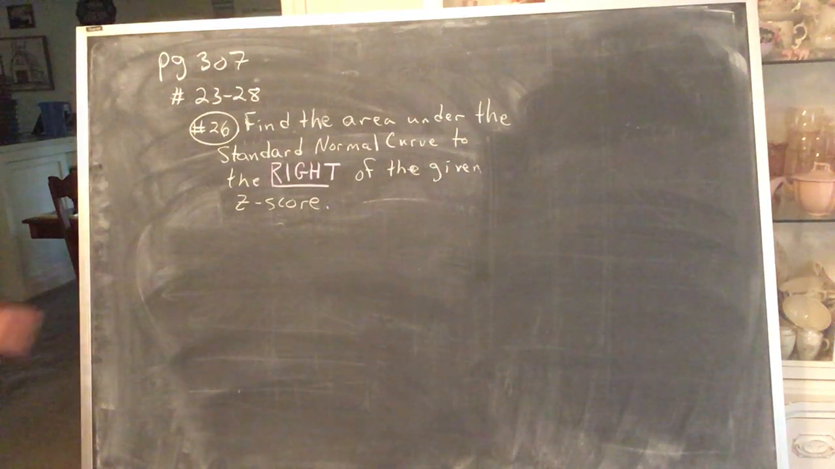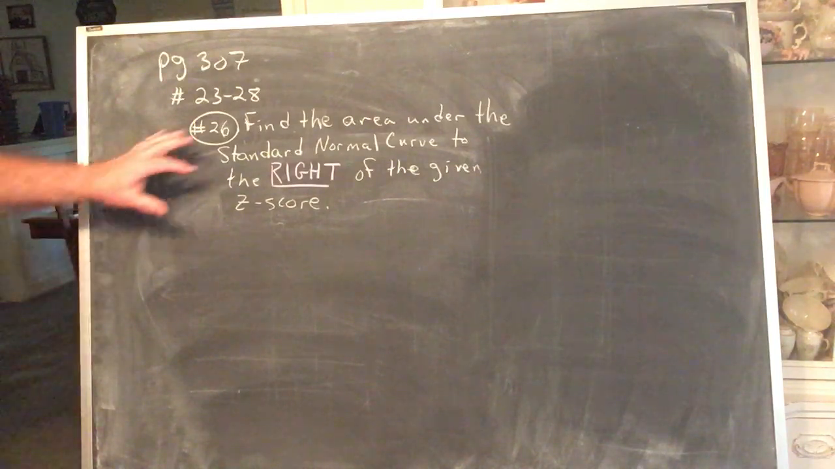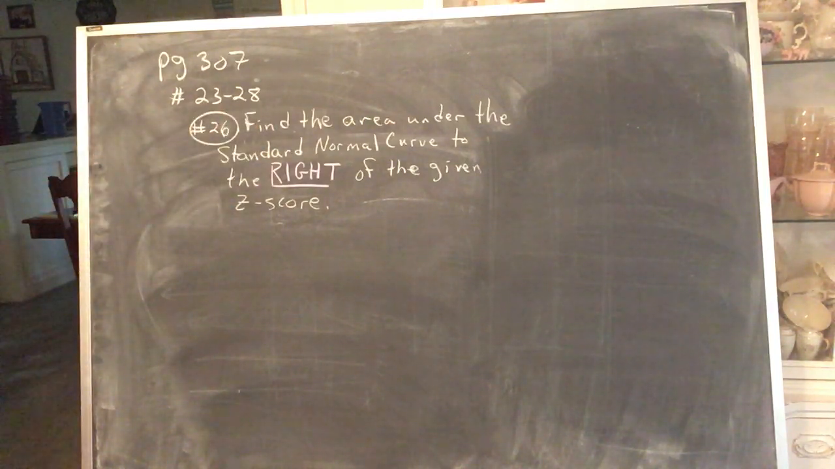All right, now we're going to look at number 26. Find the area under the standard normal curve to the right of the given z-score. So this is going to be a little bit more involved than what we've done earlier. Not a lot, but a little bit more involved. So number 26, find the area under the standard normal curve that lies to the right of the given value in question. This time let's work with item number B.